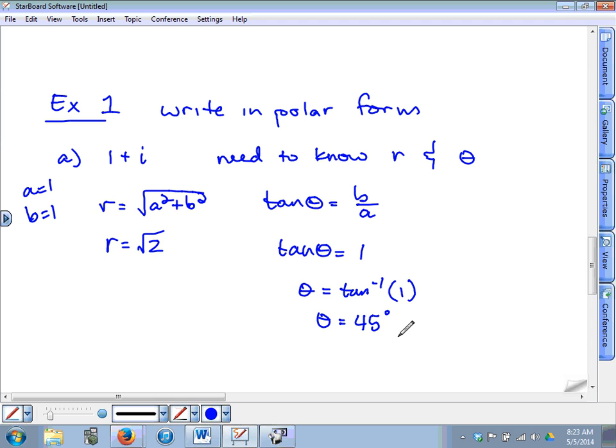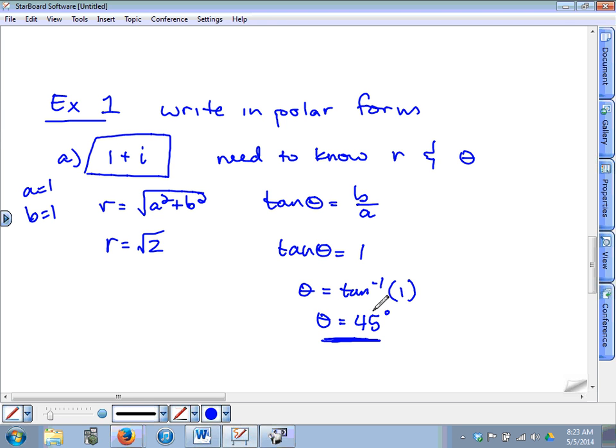Now, you need to listen very carefully to what I'm about to say, because very, very many students mess up on this. You need to consider the angle you've gotten, and then you need to consider where that complex number is and make sure that this angle is in the correct quadrant. Where is 1 plus i? First quadrant. Right? Where is 45 degrees?